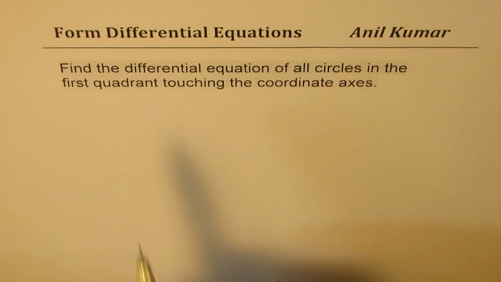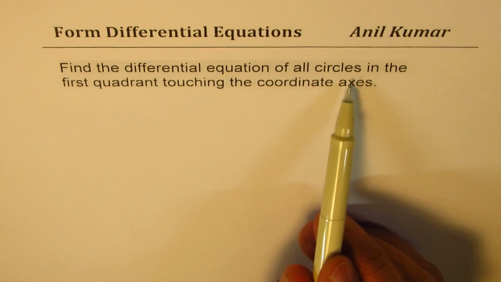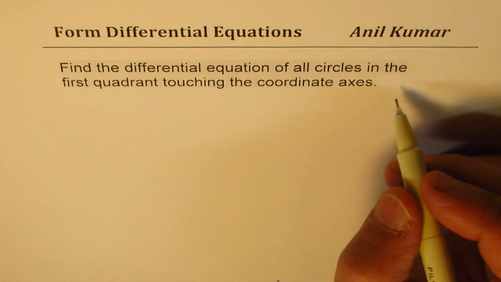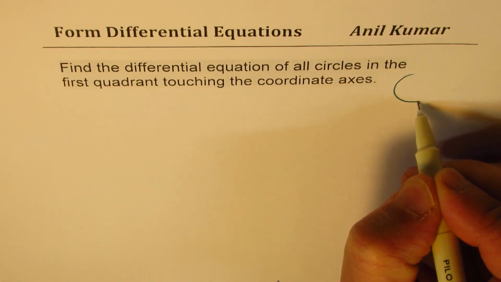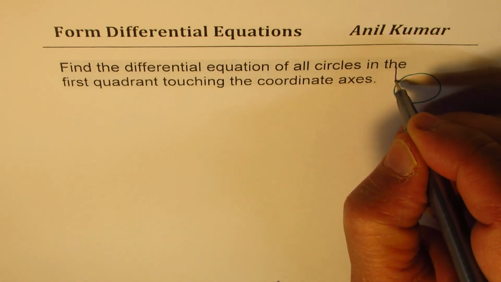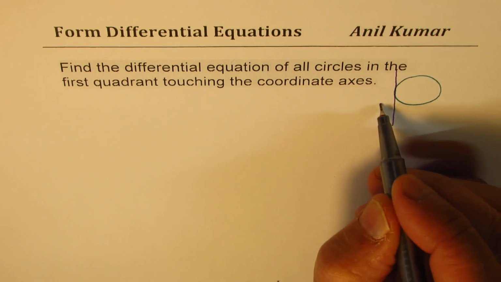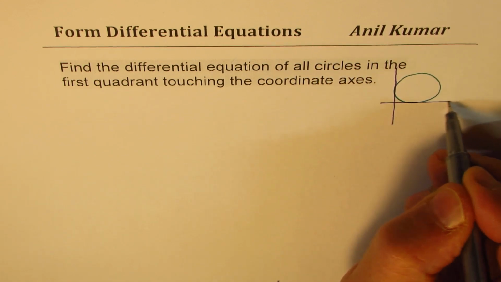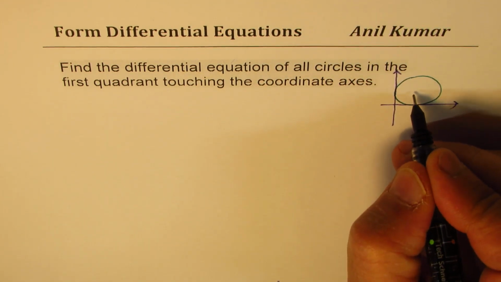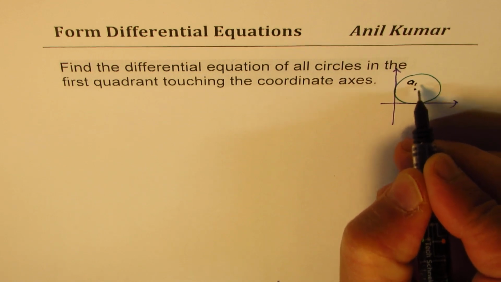Now we need to find the differential equation of all circles in the first quadrant touching the coordinate axes. So the scenario is kind of like this. You have circles here which are touching the x and y axes. So this time I'm redrawing with first a circle and then the coordinates, correct? The situation is kind of like this. Now in this situation, what you notice is that the center will be at (a, a).